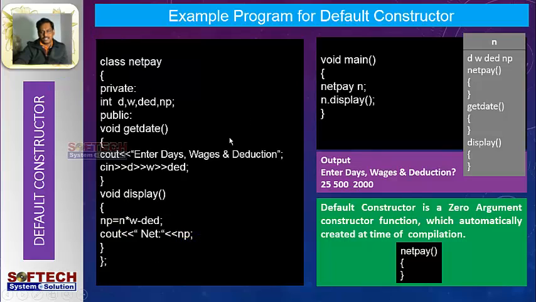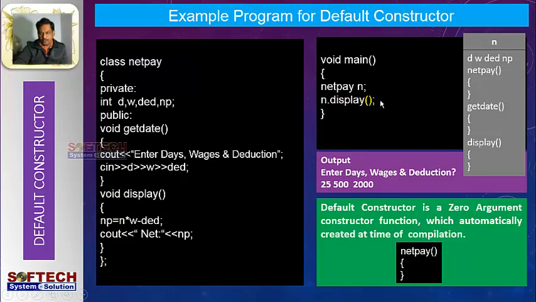So this is the class netpay. In the main function, netpay n. So n is an object. It takes a copy of all members of the class netpay. So in n, 4 data members and 2 member functions. Then n dot display.